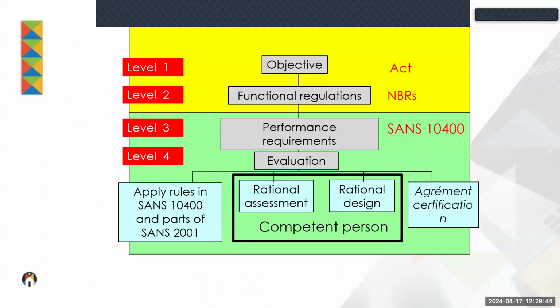This is a picture that was provided to me by one of the previous regulatory writers at the NRCS a few years ago. So we've got the Act and the NBR. They're in the yellow part on top. On level 1, that is the objective. What is the objective of the National Building Regulations? To provide for uniform application of building regulations in all areas of jurisdiction of local authorities and to provide for regulations regarding that.